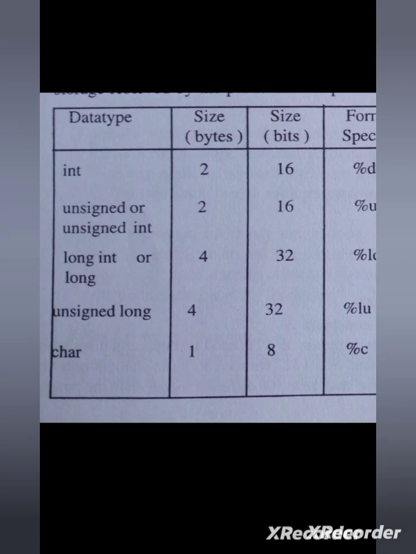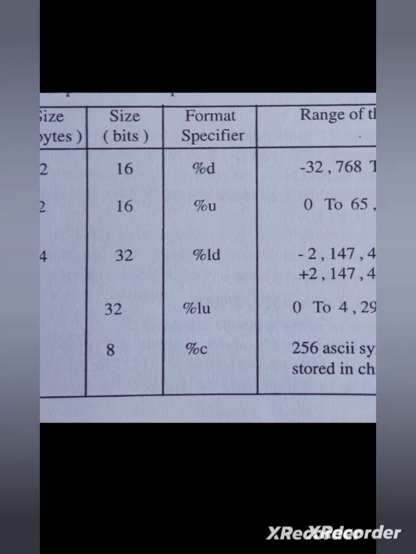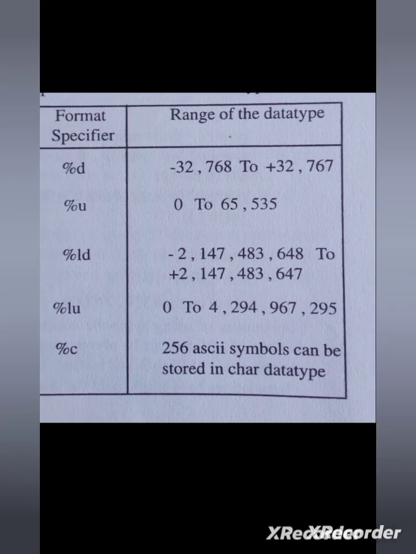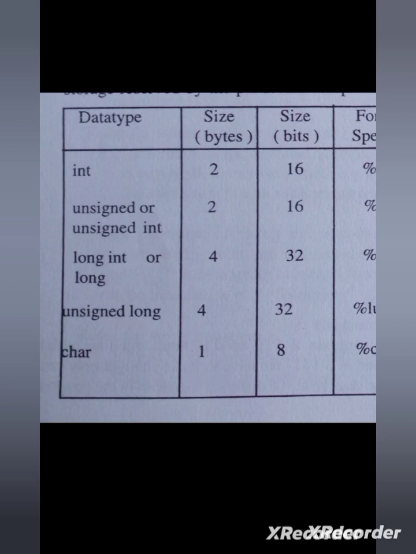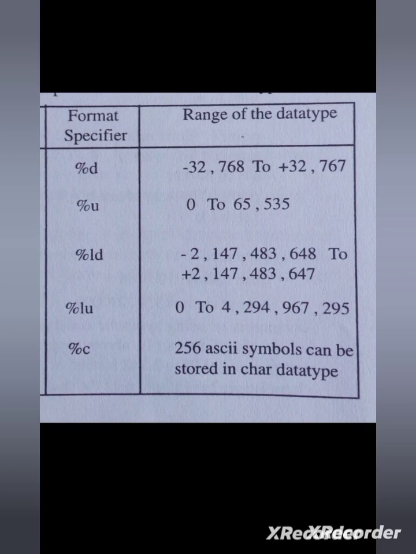The next one is unsigned long integer. It is also having 4 bytes of memory, 32 bits, denoted with %lu, and the range is 0 to 4294967295. The next one is character. For character we need only 1 byte of memory, that is 8 bits, and it is indicated by the format specifier %c, and the value ranges in the range of 256 ASCII symbols and can be stored in character data type.